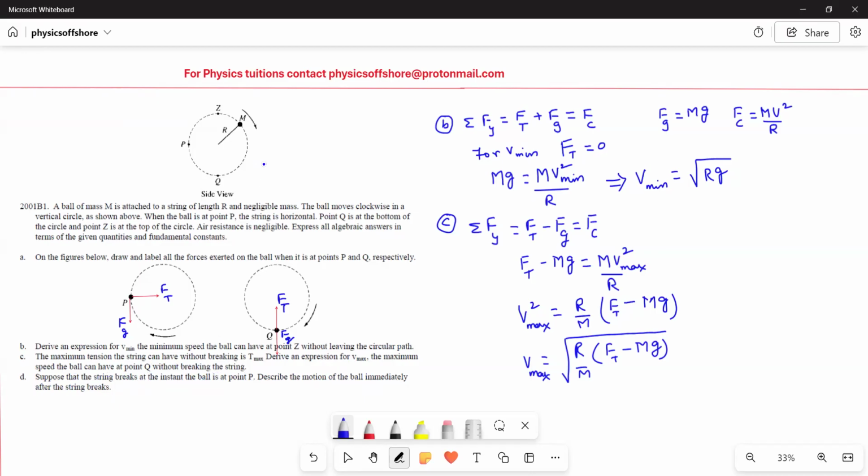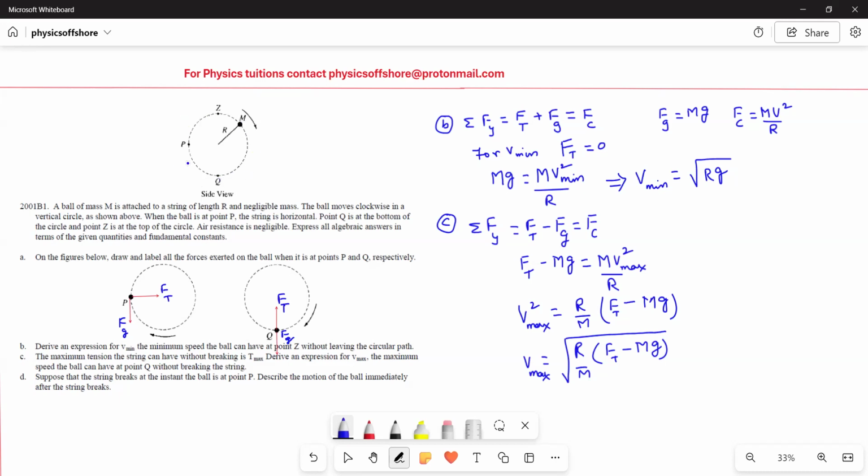This question is on uniform circular motion, and this is an FRQ from the College Board. In this question, we have to derive two quantities: minimum speed and maximum speed. When the ball is at Z, the topmost point, what is the minimum speed? We have to derive an expression for the minimum speed. And when the ball is at Q, the lowest point, what is the maximum speed?